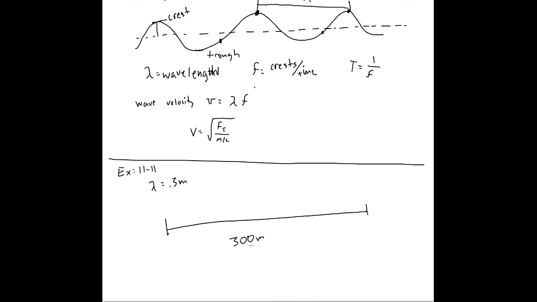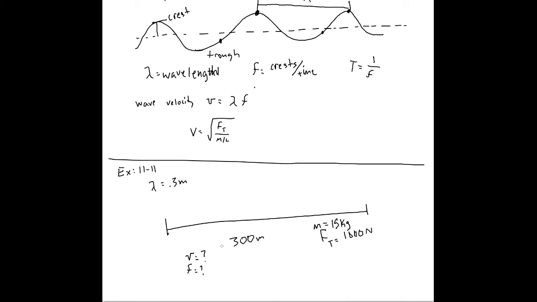And the wire has a total mass of 15 kilograms. Okay. If the wire is under a tension force of 1,000 newtons, so my tension force is 1,000 newtons, they want to know what are the speed and frequency of the wave. So they want to know the wave velocity, and they also want to know the frequency.